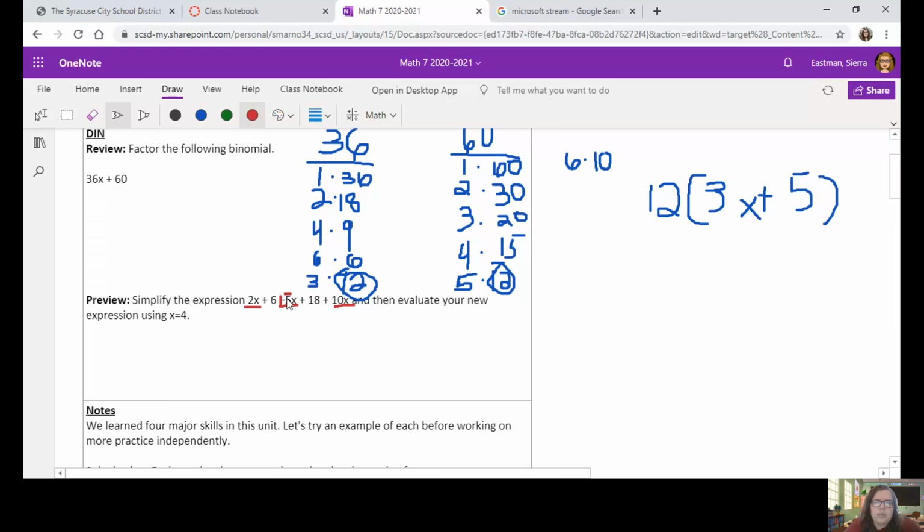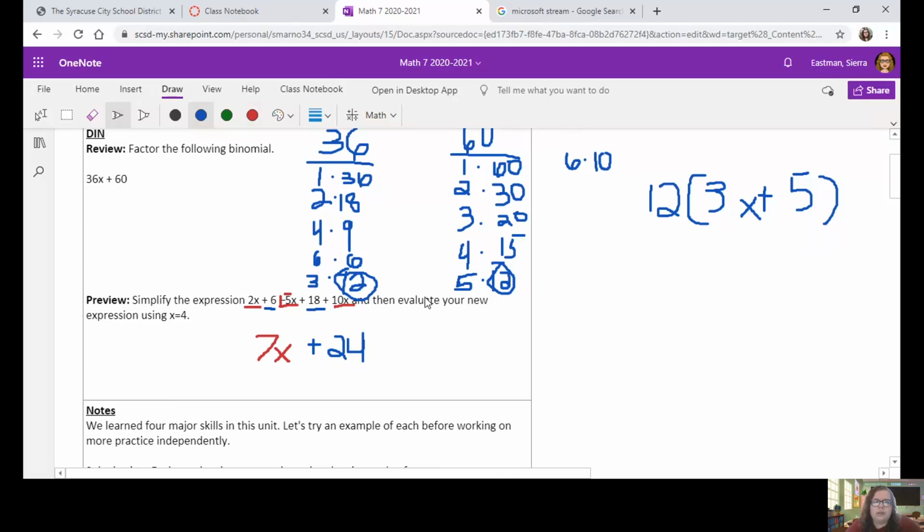2 plus a negative 5 is going to give me a negative 3. But then I'm adding 10. So I should have a positive 7 when I put all 3 of those together. I can't forget my x. And then the 6 and the 18 are also like terms. We can add those together and we should get 24. So this is our final answer for the first half of this question. We have simplified the expression to its simplest form.